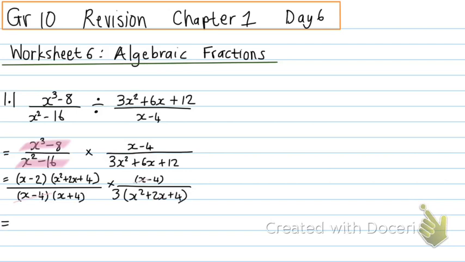Now I cancel out everything that's the same. And I'm left with x minus 2 on the top and 3 times (x plus 4) on the bottom.